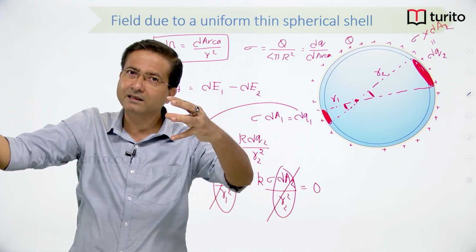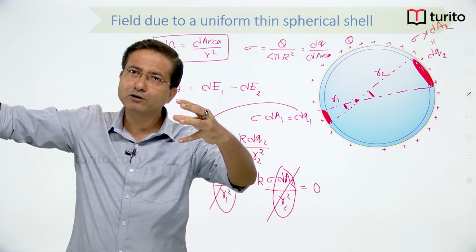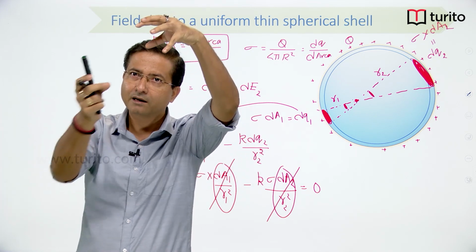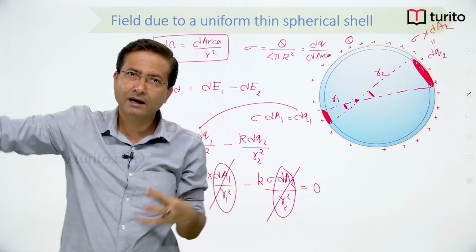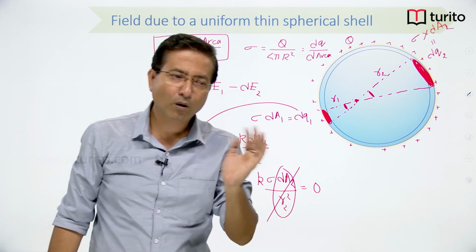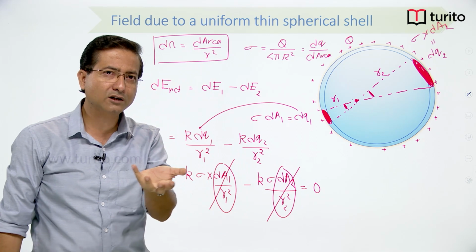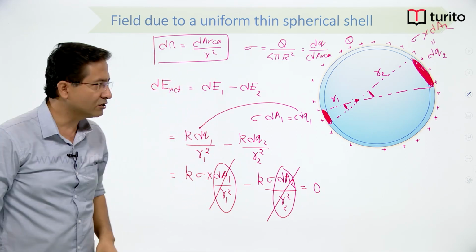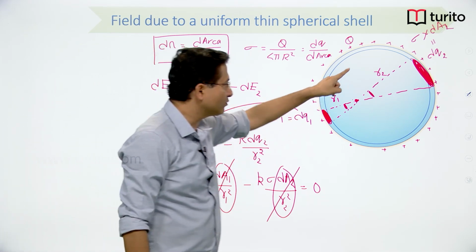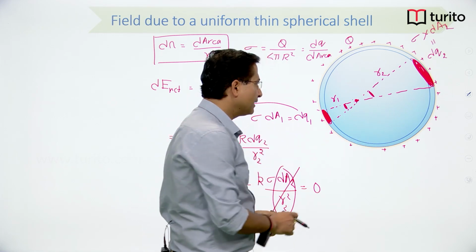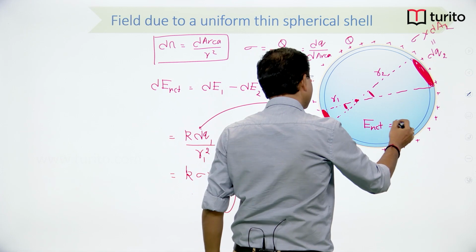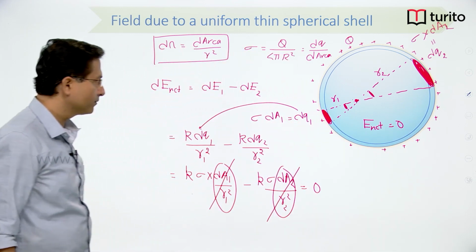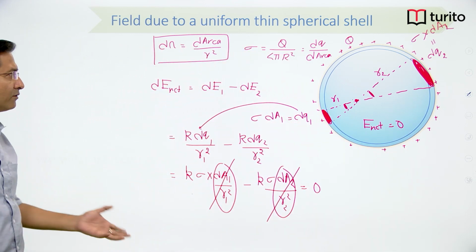If I take patches like this somewhere here, they will produce field 0, here net field 0. Similarly, I can take a patch at any point on the surface of the sphere, and the resultant is coming 0. That means no matter wherever you take the point, the net field inside at every point is 0, right. This is one way of doing.